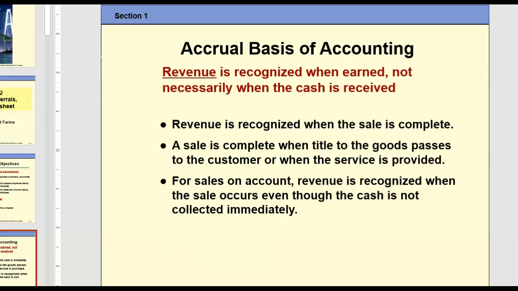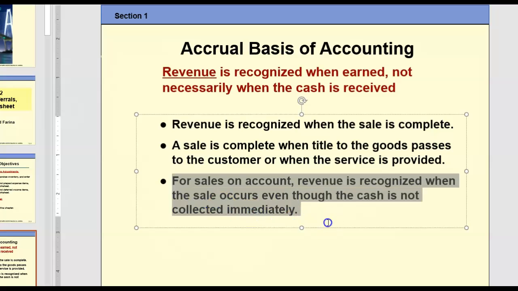So the accrual basis of accounting is what most people use. What that means is revenue is recognized when it's earned, not when the cash is received. So accrual means using monies that are not necessarily cash, like accounts receivable and accounts payable. For example, for sales on account, revenue is recognized when the sale occurs, even though the cash is not collected immediately. That's the same thing as accounts receivable. You recognize the revenue when somebody has purchased something, not when you receive the cash from the customer.